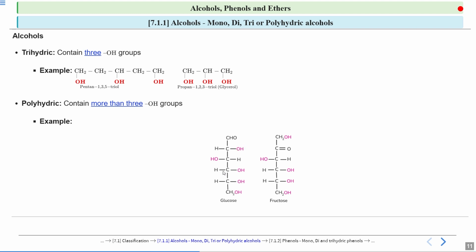You can see various numbers of hydroxyl groups are attached to the carbons in glucose: 1, 2, 3, 4, and 5. So 5 hydroxyl groups are present in glucose, which is more than 3. So this comes under polyhydric alcohols. Similarly for fructose, where 1, 2, 3, 4, 5 hydroxyl groups are present, more than 3. So this is also a polyhydric alcohol. Glucose and fructose are both sugars. Remember, we have said that alcohols, the hydroxyl compounds, are found in sugars.